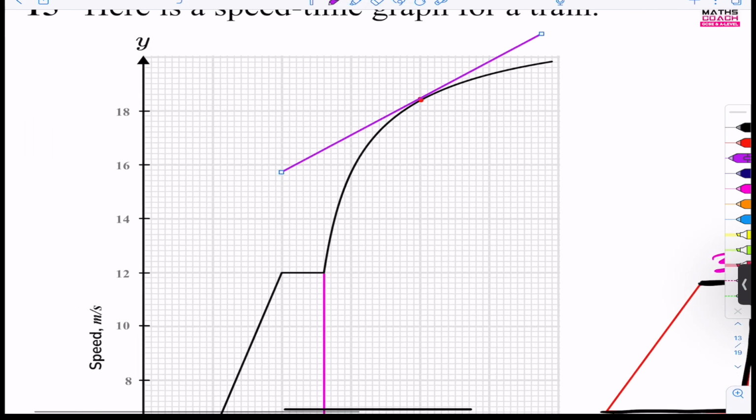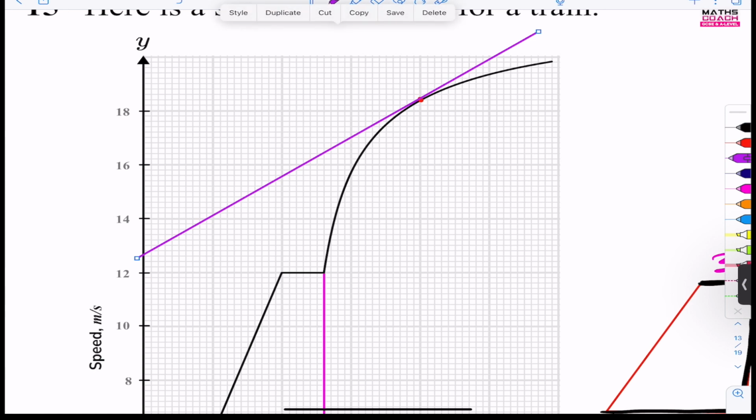Okay, so what I want to do now is just extend this line out as far as I can. Right there, that should be okay. Let me see if I can just make it a little bit more. There, that should be good. All right, so how do I work out the gradient of my tangent?